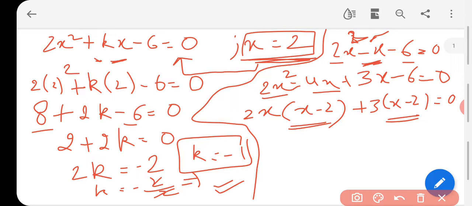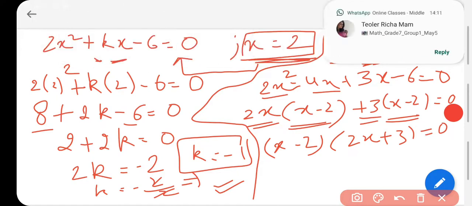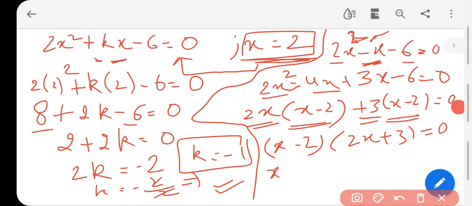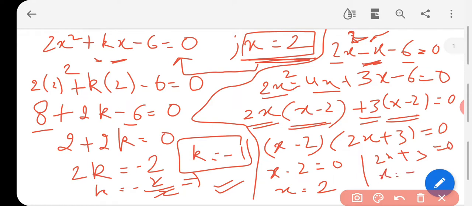Yes or no? Okay, now we'll take x minus 2 common, and in another bracket the other remaining values, 2x plus 3. Now to find the value of x, first x minus 2 is equal to 0, so the value of x is equal to 2, and again 2x plus 3 is equal to 0, so the value of x is minus 3 upon 2. I hope this is clear to all of you.